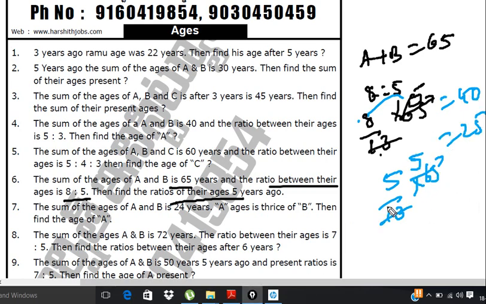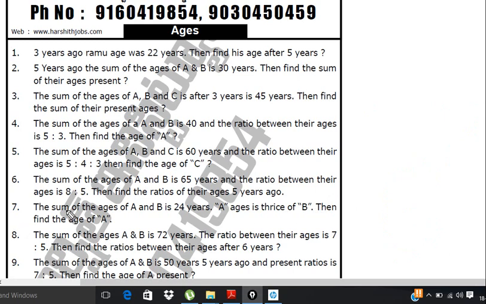So totally, but he is asking 5 years ago. 5 years ago means this is minus 5, this is minus 5. Means 35 and 20. 5 7 years and 5 4 years. What is the ratio? So 7:4. Okay.